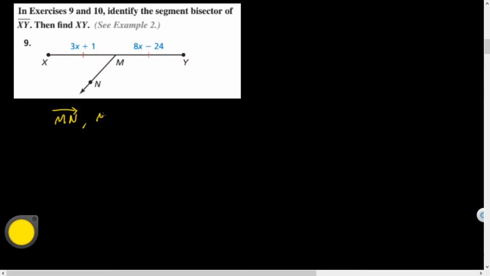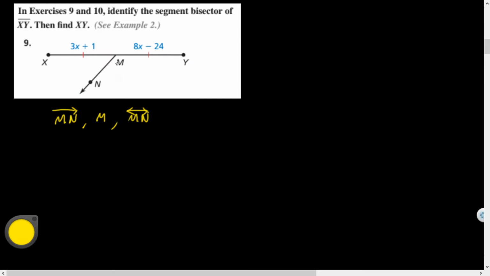Theoretically, you could also say just point M was a segment bisector. Even though it wasn't labeled, you could say that the line MN was a segment bisector. All of those things exist even though they didn't draw it there. So any of those could have been legitimate segment bisectors. And now they want us to find the length of XY, which is the entire length.